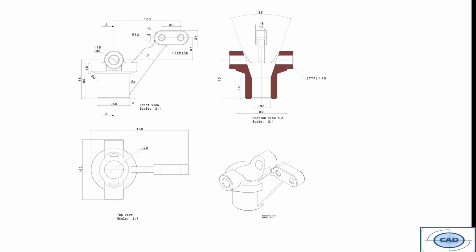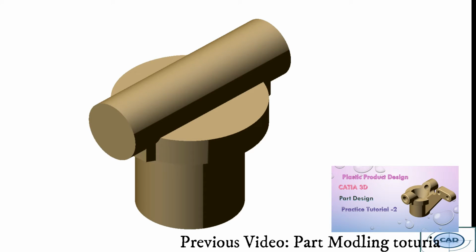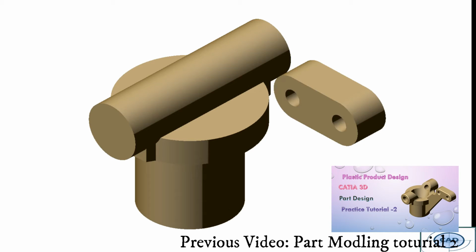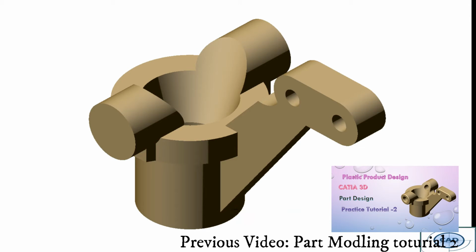We are going to cover the top view, front view, side view and isometric view with respect to the section view. First of all, we will discuss how we created the 3D model. Those are the few steps. You can refer to the previous video for creating the 3D modeling. Those are the few steps we followed to create the 3D model.